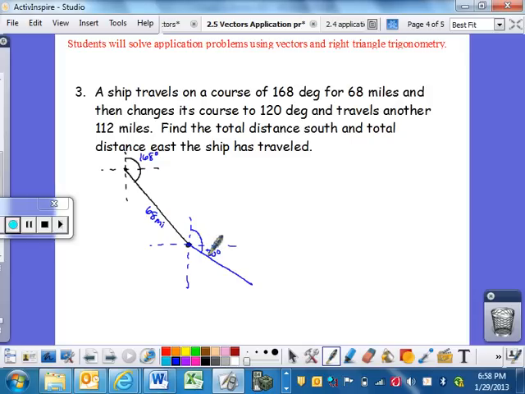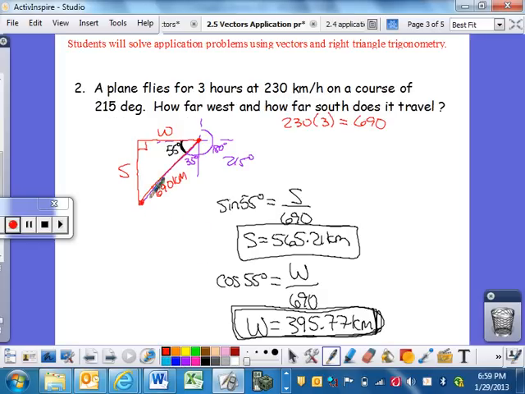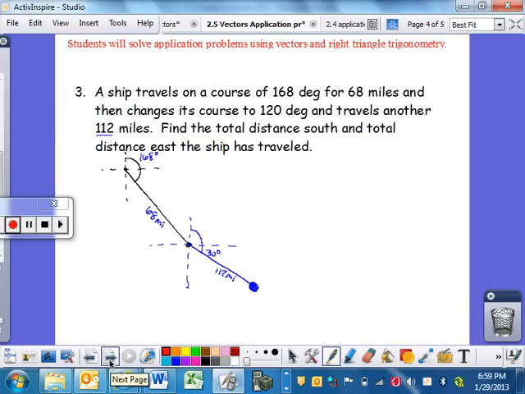And how far am I actually traveling on that one? Another 112 miles. So this down here is 112 miles. And there's my ending spot. And what I want to find is the total distance south and the total distance east. Oh my goodness. Well, what I did, like kind of on the last problem, is once you know how far you're going with an angle, you can find the south and west. You got to do that for both triangles now.